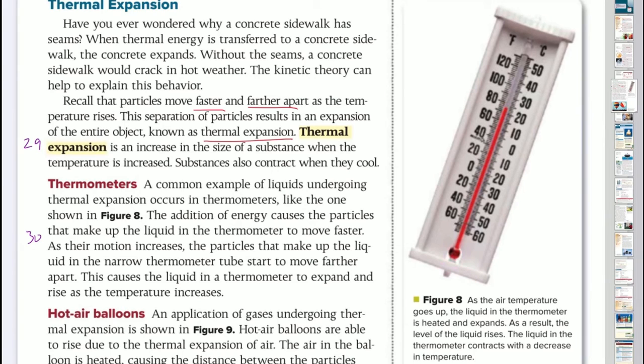So thermal expansion is an increase in the size of a substance when the temperature is increased. Substances also contract when they cool. So if you heat something, it expands. If you cool it down, it contracts.